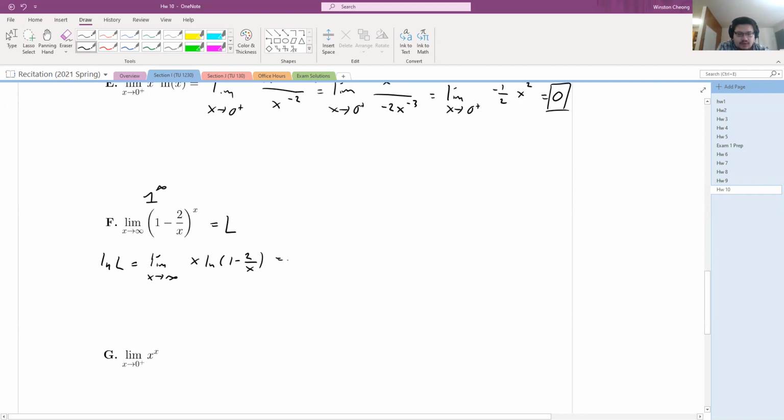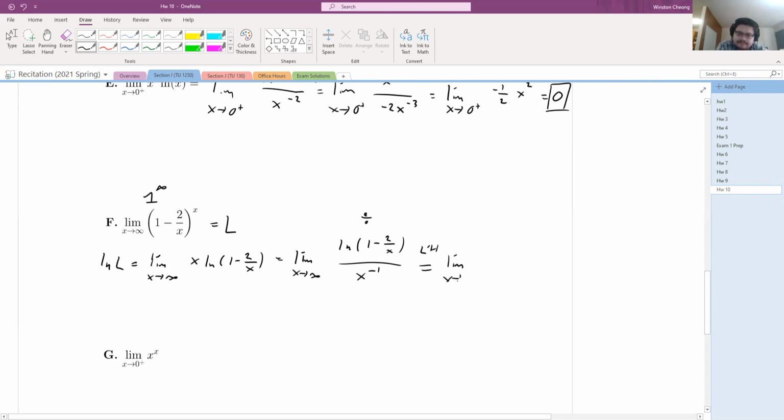We need to put something into the denominator, and again, it makes more sense to leave the ln on top, so we bring the x to the denominator. So I'm going to have ln of 1 minus 2 over x on top, and I've got x to the negative 1 on the bottom. Here we can check that we have a 0 over 0 type at this stage. So I can use L'Hopital's.